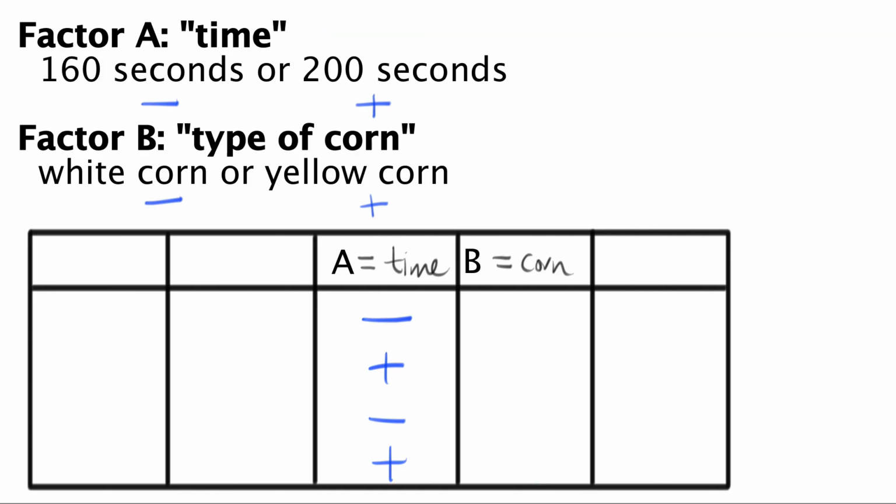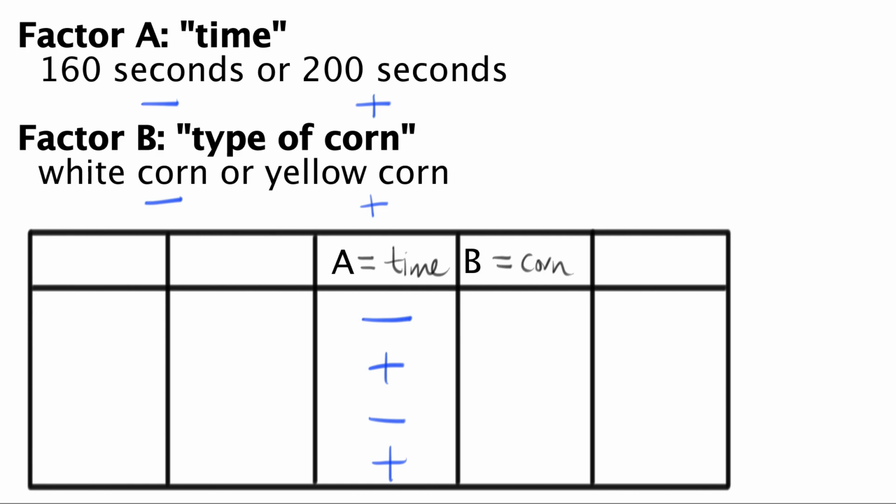There isn't a natural assignment for the minus or plus signs, so in this case we allocate them arbitrarily. For example, let's put white corn as minus and yellow corn as plus. We could have flipped this allocation around, but as you will prove to yourself in a quiz during this module, you will still get the same results.